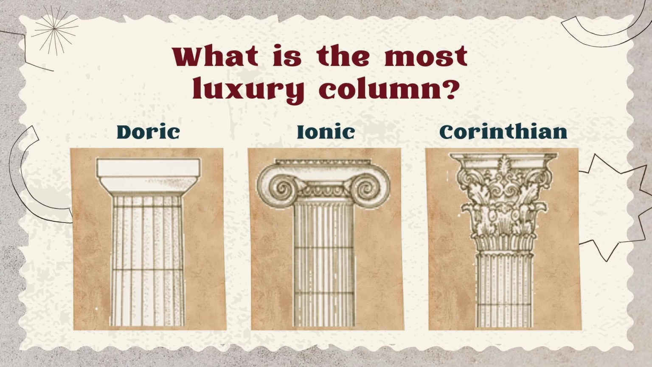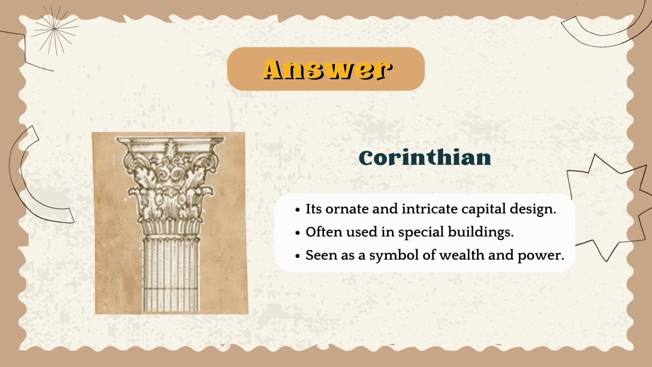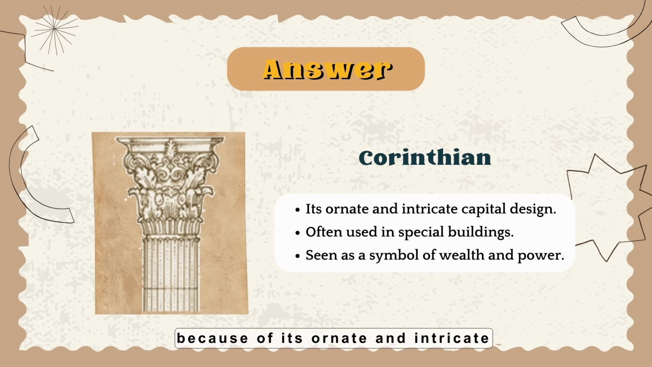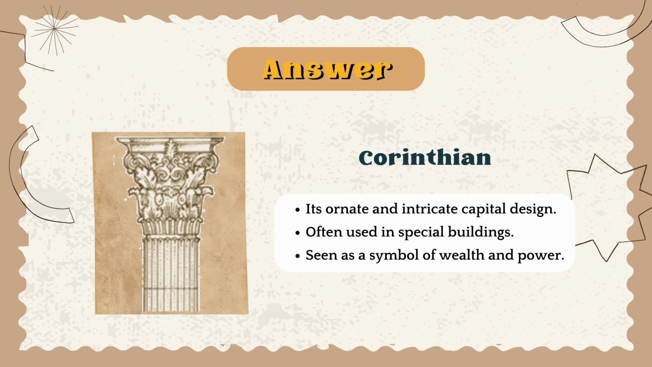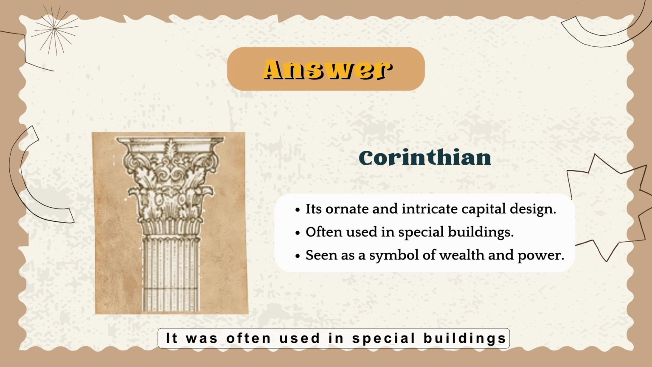Last question. What is the most luxurious column? The answer is the Corinthian column. Because of its ornate and intricate capital design, which is decorated with acanthus leaf and skull. It was often used in special buildings where a sense of grandeur and opulence was desired, and the Corinthian column was also seen as a symbol of wealth and power.